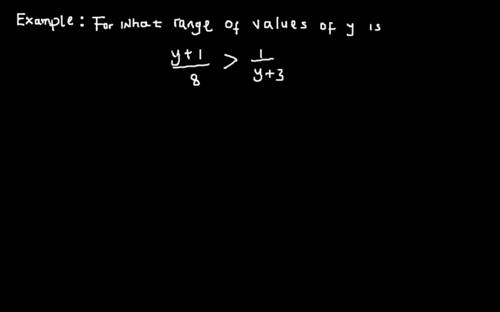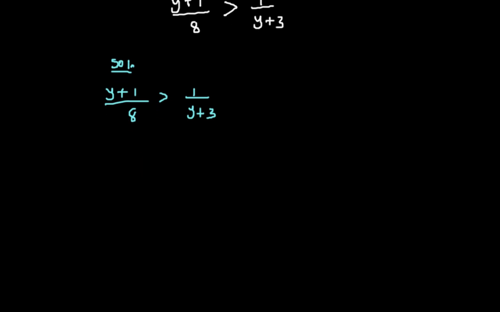So we have this question: for what range of values of y is (y + 1)/8 greater than 1/(y + 3)? The first thing we need to do to solve this question is to note that we have one fraction on either side of the inequality. And because we have one fraction on either side of the inequality, we cross multiply. Does that make sense? So we are going to be having y plus 1 times y plus 3.